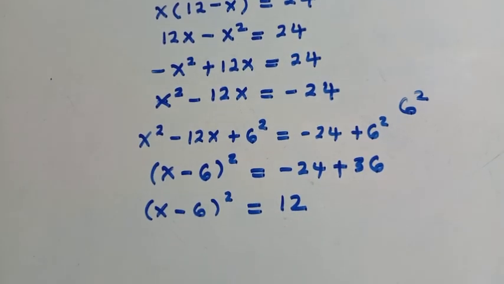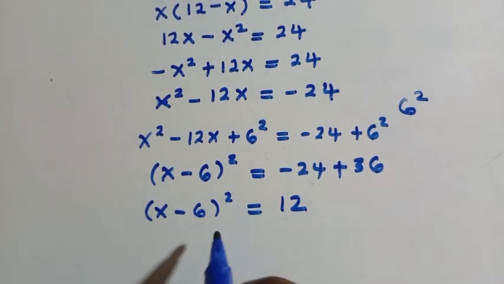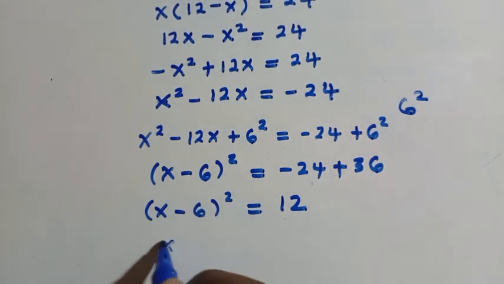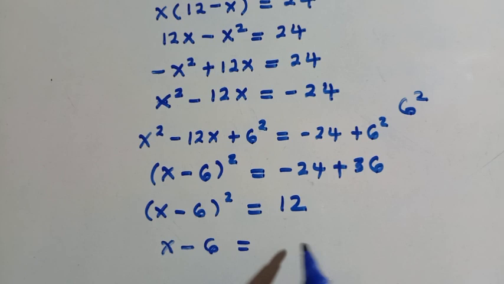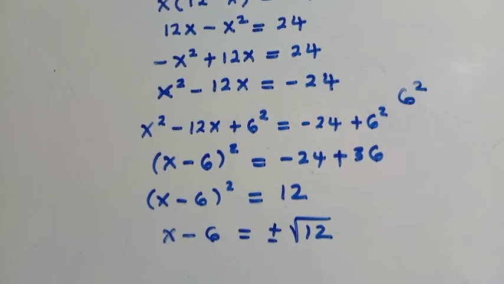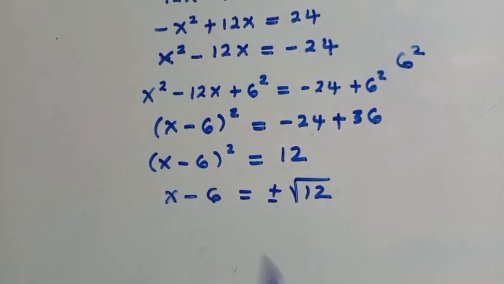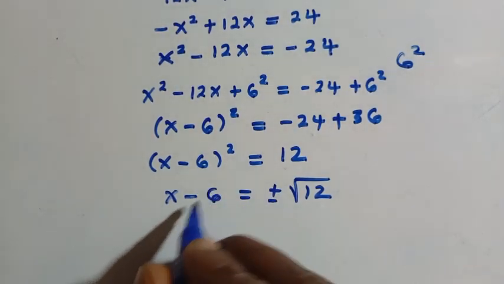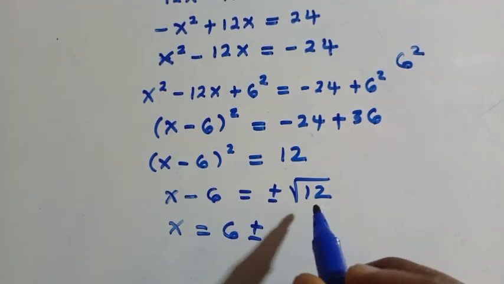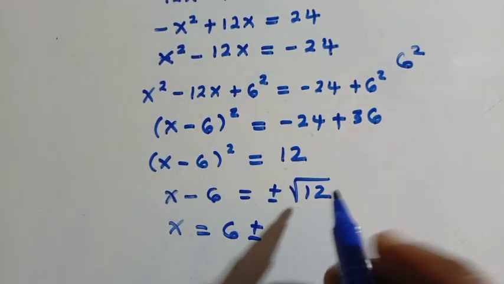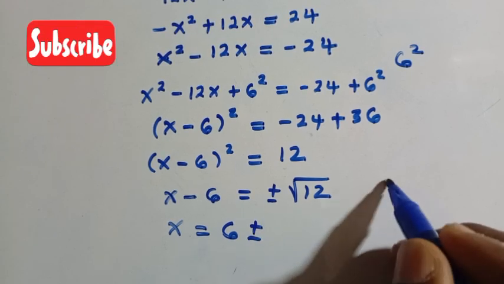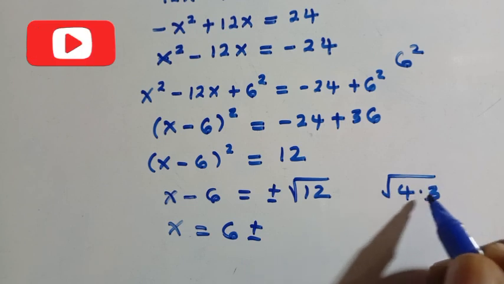And again, we have to take the square root of both sides. So the square and square root cancel, and we have only x minus 6 equals plus or minus square root of 12. From here, when we transfer 6 to the other side, we have x equals 6 plus or minus square root of 12, which we can write as the product of 4 multiplied by 3. So the square root of 4 multiplied by 3 is 12.